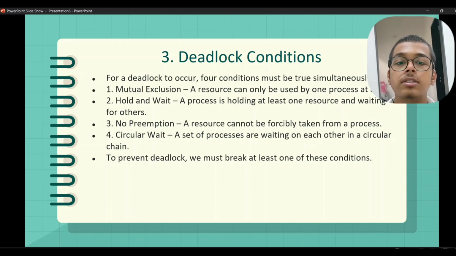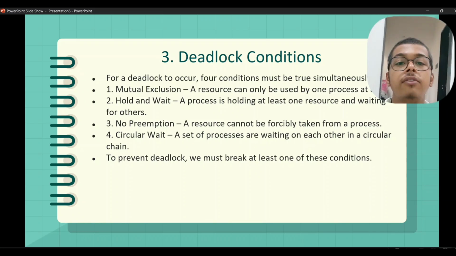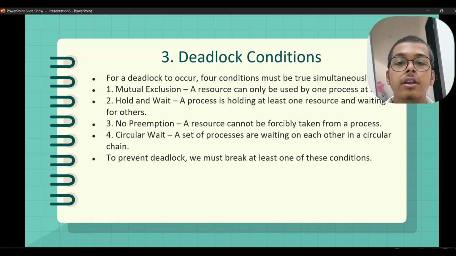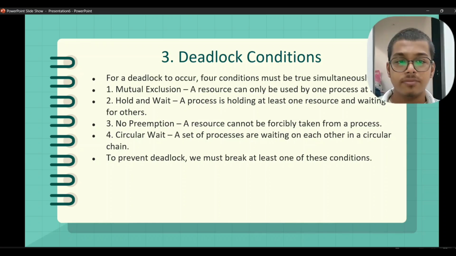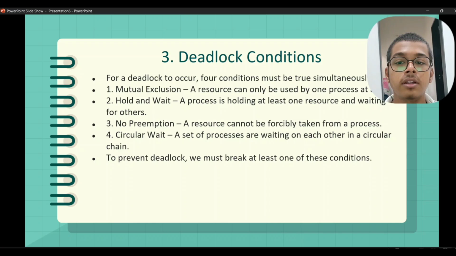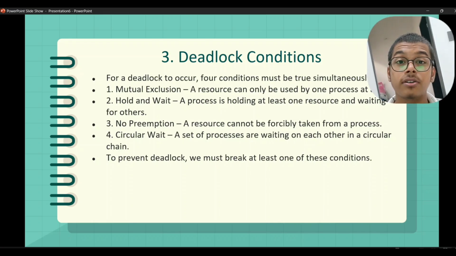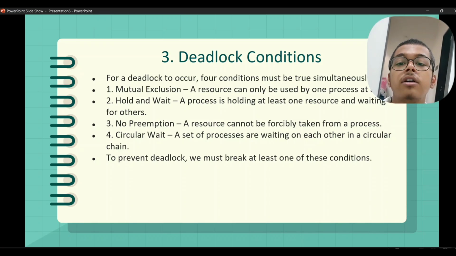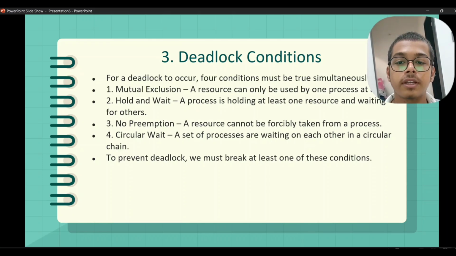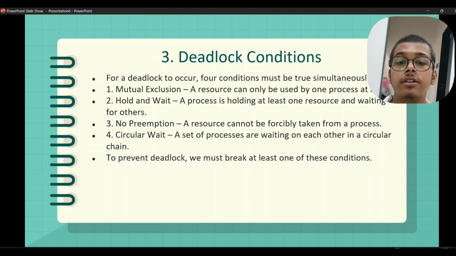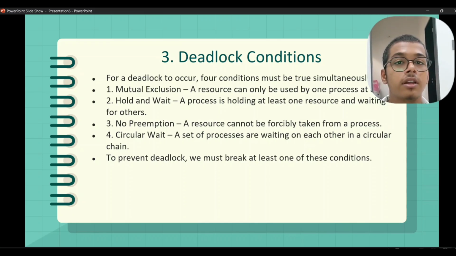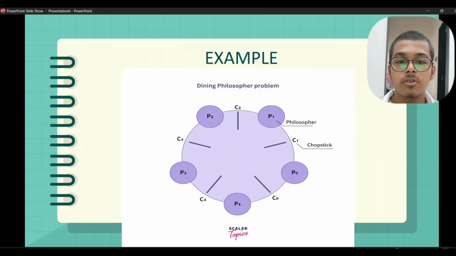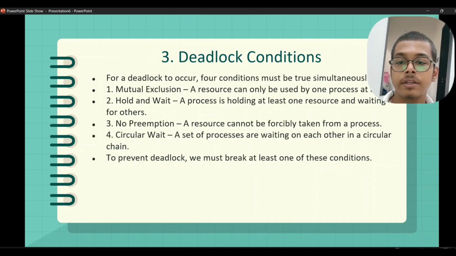Now hold and wait. A process is holding at least one resource and waiting for others. Meaning, if a philosopher has one chopstick and is waiting for the left or right one, the chopstick is the resource. Now third, no preemption. It means philosophers can't forcefully take the chopsticks from other philosophers' hands. Now circular wait: a set of processes waiting for each other in a circular chain. We have already taken an example here. Suppose everyone picks their left chopstick, they will wait for the right one, causing a circular wait.